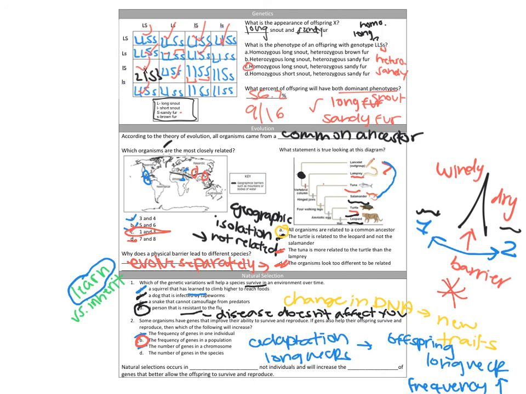So again, natural selection occurs in, we just said, populations, not individuals, and will increase the frequency. Another way to say frequency is the amount of genes that better allow the offspring to survive and reproduce. And these good genes are called adaptations.